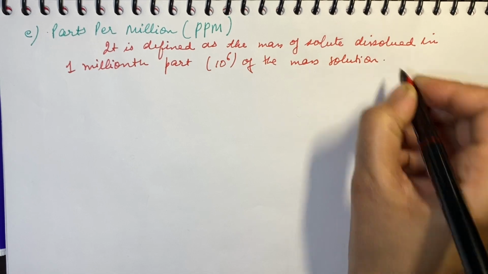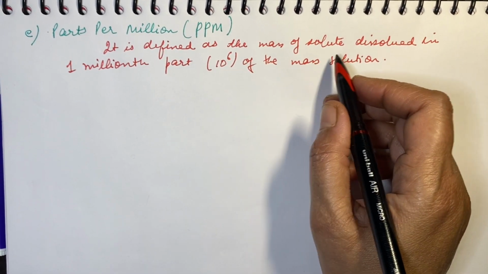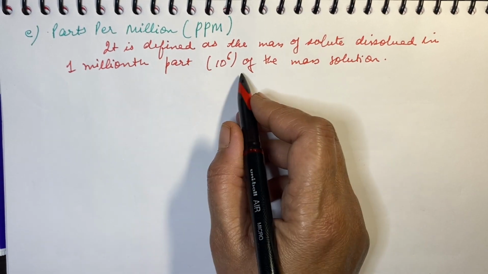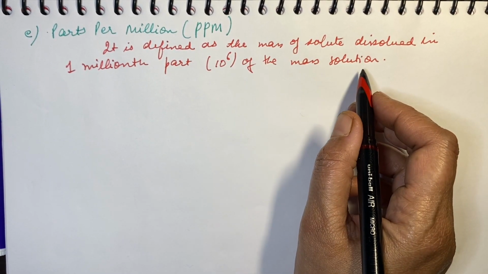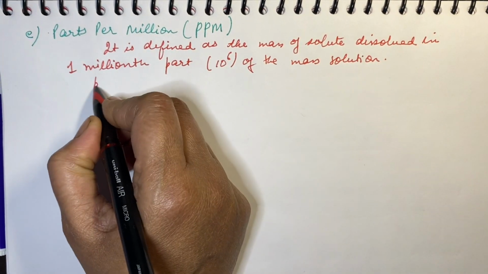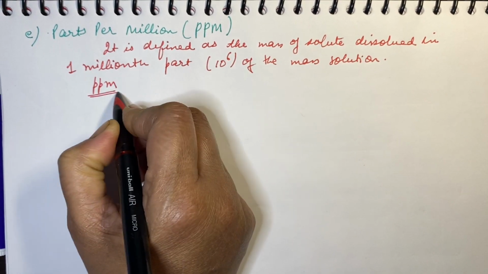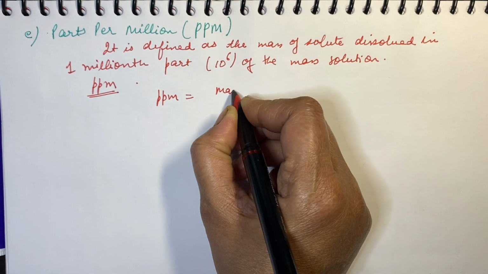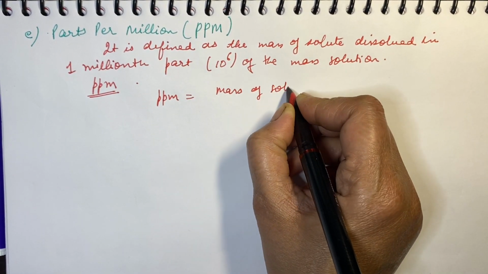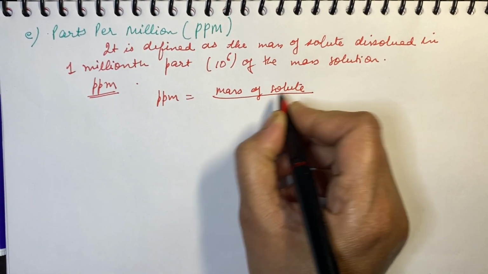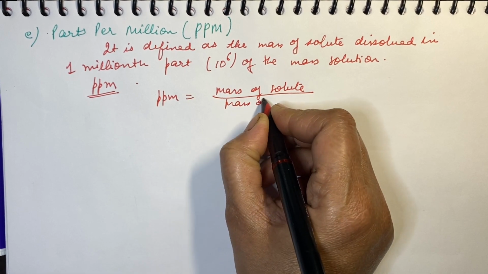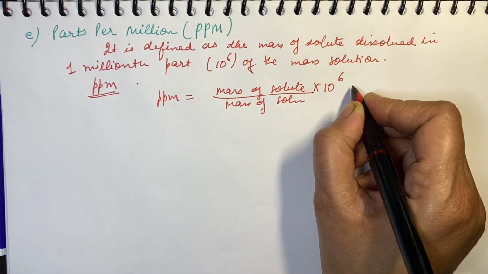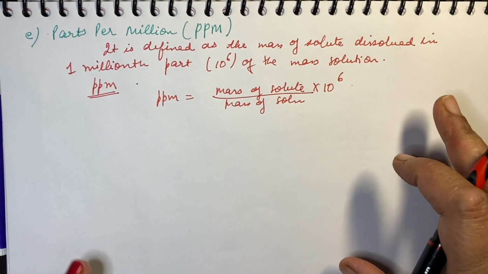So it is defined as the mass of solute dissolved in 1 millionth part of the mass of solution. It is denoted by ppm. So ppm is equal to mass of solute divided by mass of solution, multiplied by 10 to the power 6. This will give you the ppm.